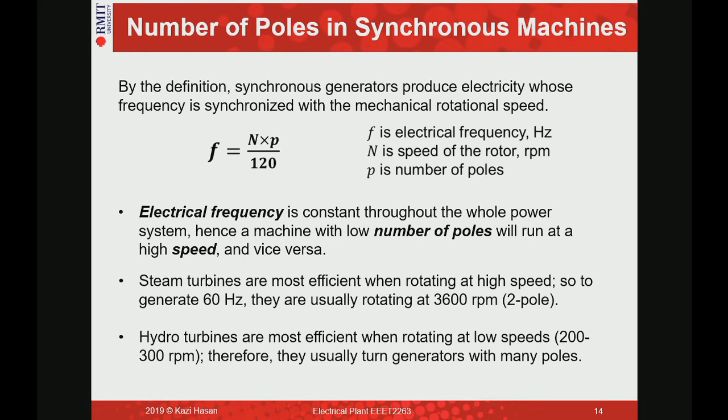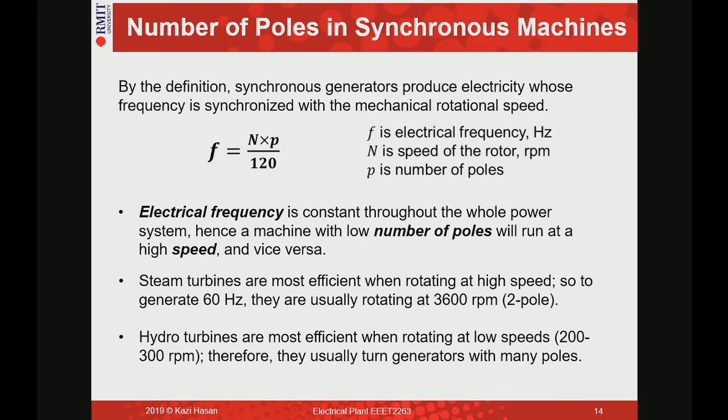So to generate, again, this is a reference from USA, 60 Hz, they are usually rotating at 3,600 RPM. That depends on what type of turbine you are using. Because they are efficient at high speed, you run this turbine at high speed. Once you run them at high speed, the number of poles has to be low.